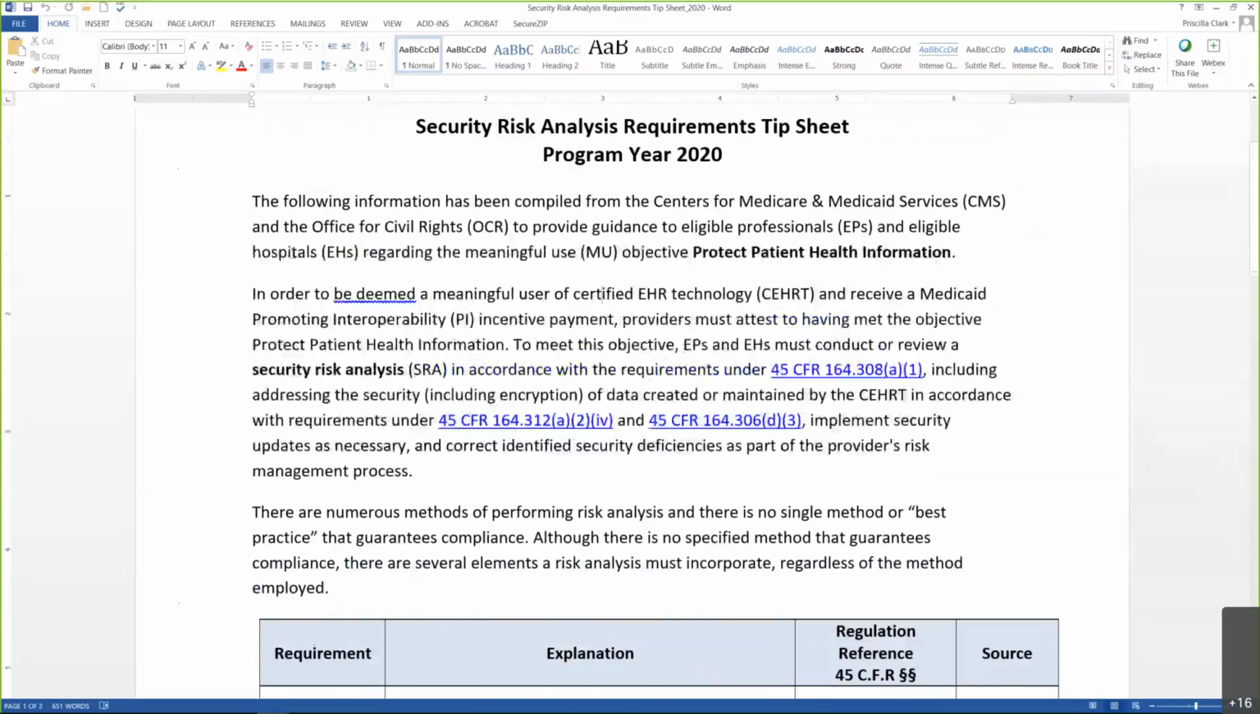It explains, in the first couple of paragraphs, the security risk analysis and how you're supposed to meet that requirement. It references the final rule, which is where these requirements are mentioned, and that the practice or provider must meet the requirements of the security risk analysis to receive a payment.